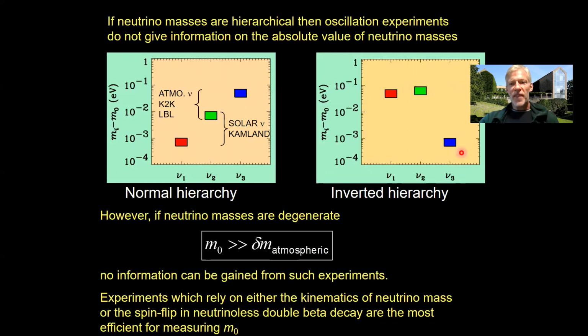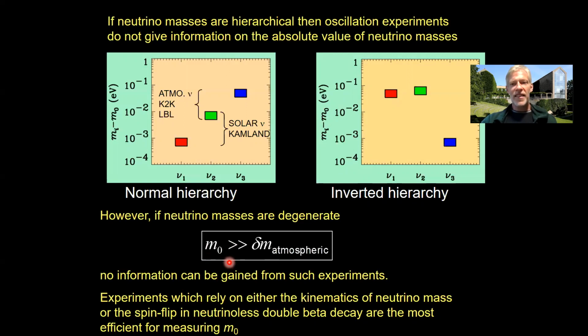Now, this is as far as you can go, basically, using oscillation data. The problem is that you don't know the normalization scale here. You can basically flip or switch this m0 parameter up or down. And in fact, m0 could be much larger, at least in principle, than the mass differences, in which case neutrino masses would be what is known as degenerate. It could also, of course, be zero, in which case you'd have strongly hierarchical neutrino masses.